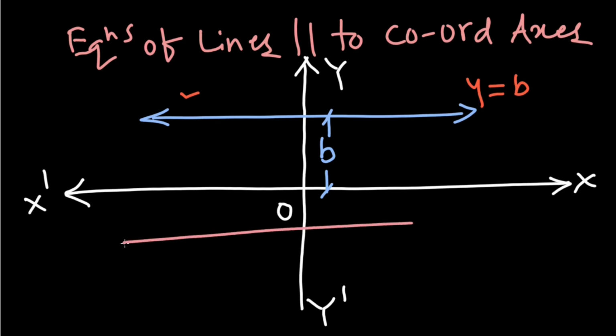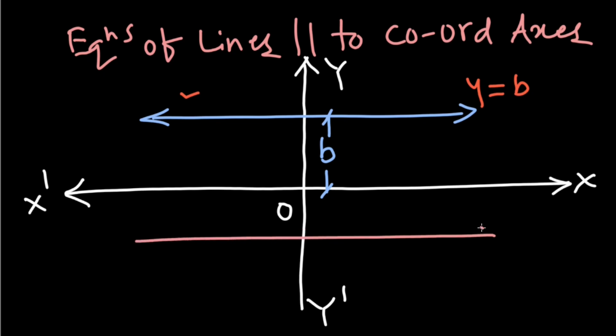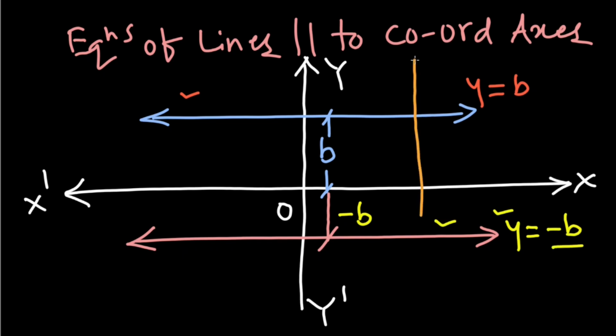Similarly, if a line is parallel to x-axis below the x-axis, and if its distance from x-axis is minus b, then its equation will be y equals minus b, because y coordinate of every point on this line will be minus b. Similarly, equation of a line parallel to y-axis at a distance a will be x equals a, because x coordinate of every point on this line will be a.